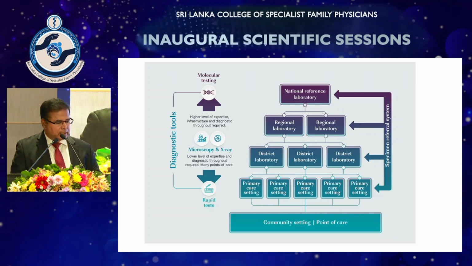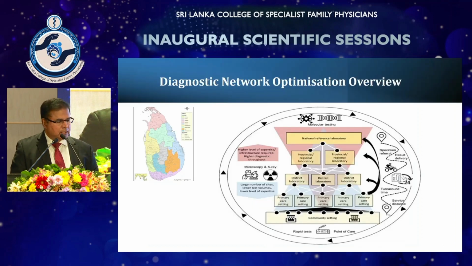So I can illustrate this in diagrams. You can see the community settings, then point-of-care testing, the lowest-level primary care settings, then district-level laboratories, regional laboratories, and also national laboratories. This is a tier-specific diagnostic network. When it comes to diagnostic optimization, I am illustrating it in this picture as well. You can see the same thing: primary care to district laboratories and provincial laboratories, and also the national laboratory, where molecular testing can be done at the higher level of laboratories. I am proud to say that during the COVID pandemic, we established genomic sequencing facilities in 4 centers, 2 at the Medical Research Institute as well as Karapitiya and Kandy.